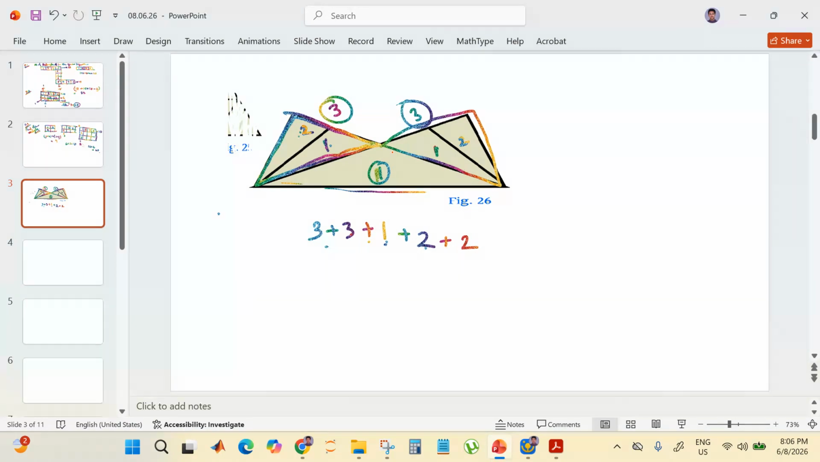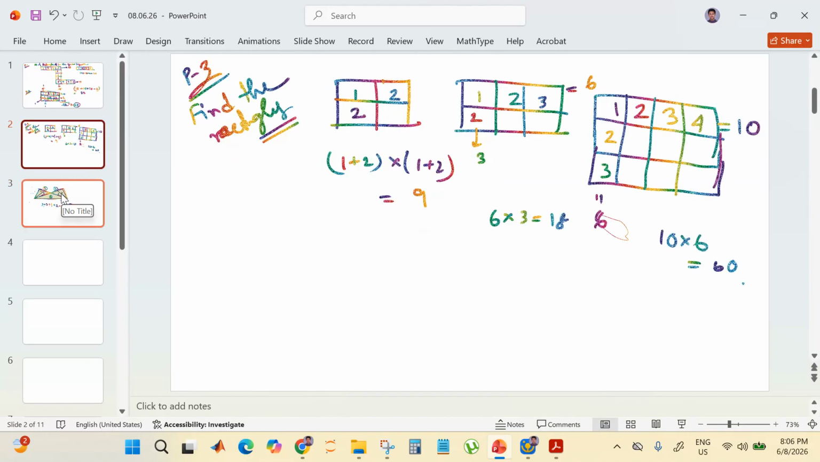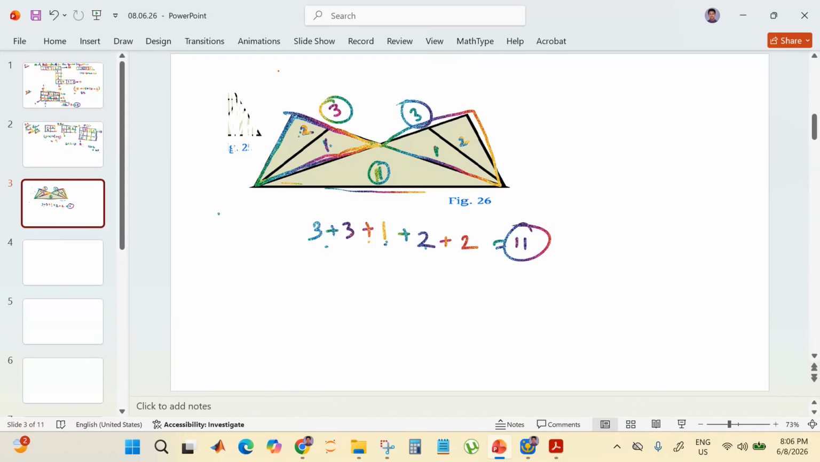So now we have to check whether there are any more triangles. I think there is no more triangle. So it is 3 plus 3, 6, 1, 7, and 4, it is 11. Total 11 triangles. Okay. It is problem number 3. This is problem number 4 for today. This is problem number 5 for today. And this is problem number 6 for today. And now the next one will be problem number 7.